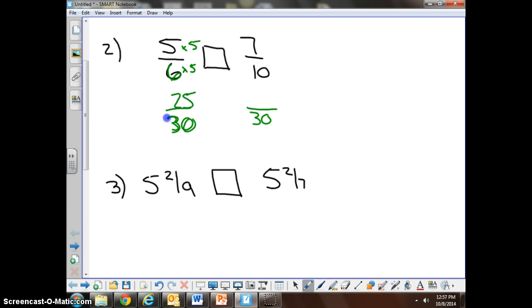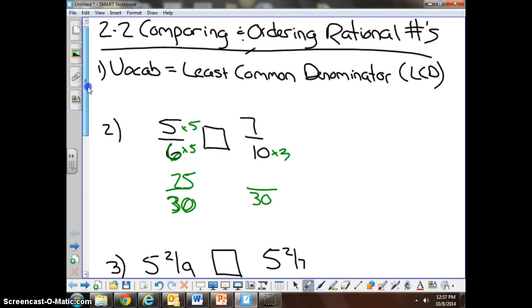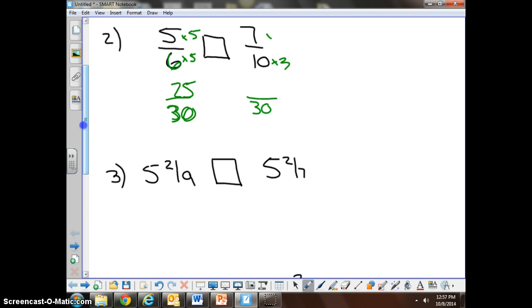So 5/6 is equivalent to 25/30ths. 7/10, same thing. We multiplied by 3 to get to 30, which is our common denominator, or our least common denominator if you look at your vocab. And if we multiplied the denominator by 3, we must multiply the numerator by 3. So your equivalent fraction for 7/10 would be 21/30ths. Your equivalent fraction for 5/6 would be 25/30ths. We know now that since both of these have a denominator of 30, 25/30ths is going to be bigger than 21/30ths, because 25 is bigger than 21.